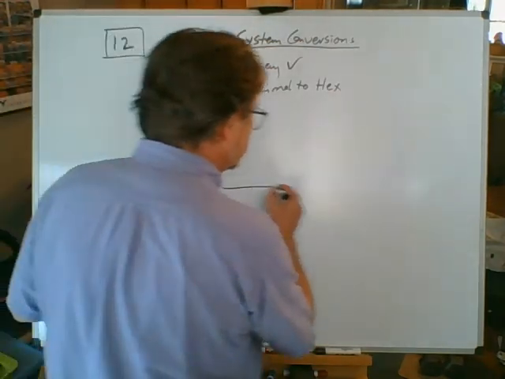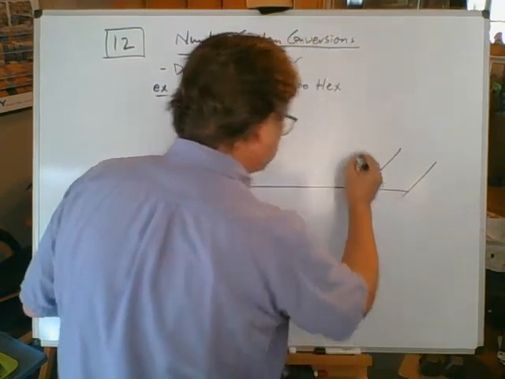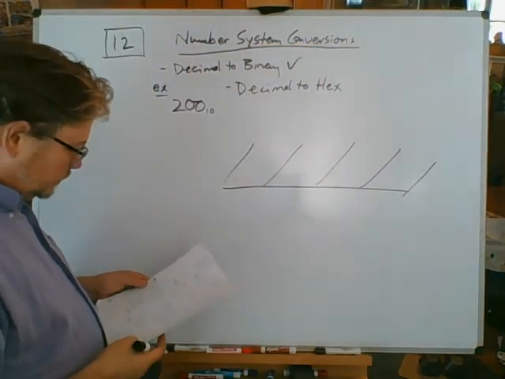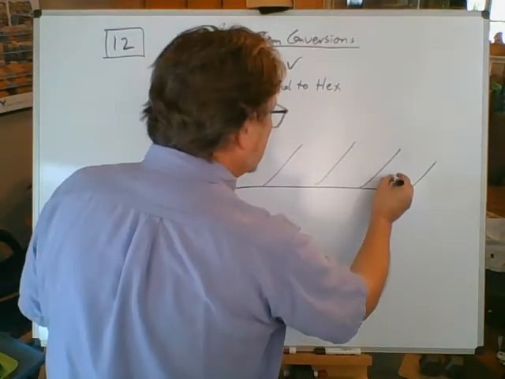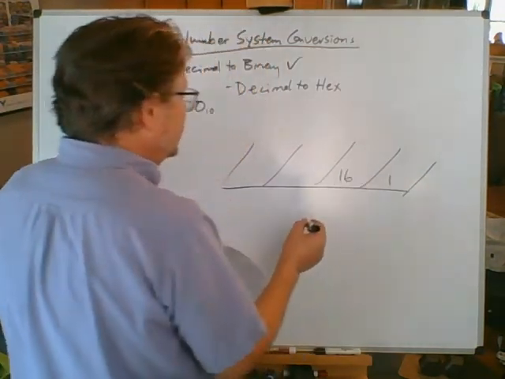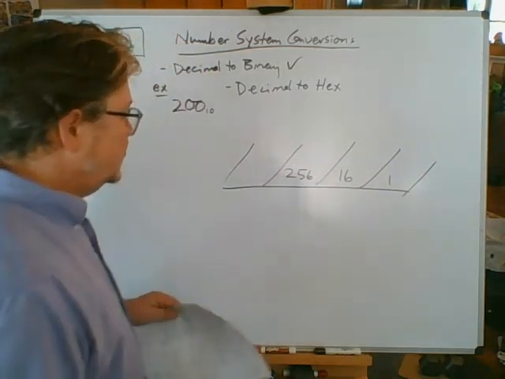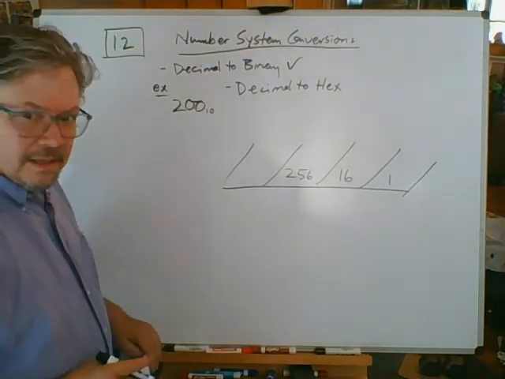Okay, here's the hexadecimal chart. Big wide columns for a big wide number system. What do we need? We need a 1, 16. Wow, these get big in a hurry. 256. Well, you know what? The good news is that's all we need.